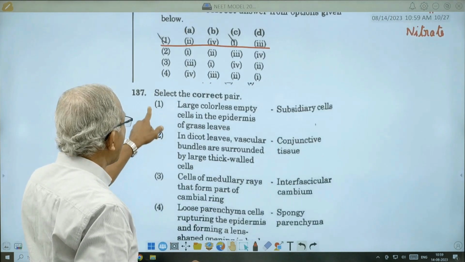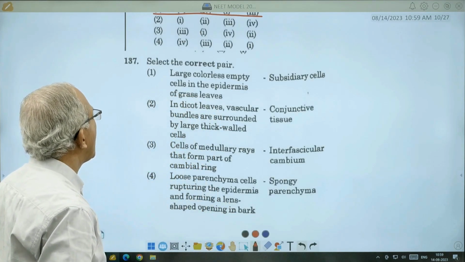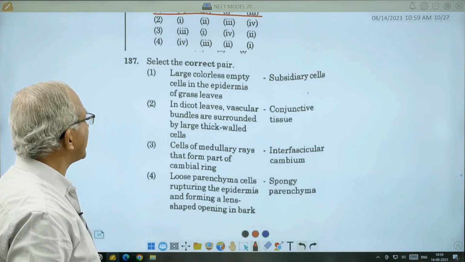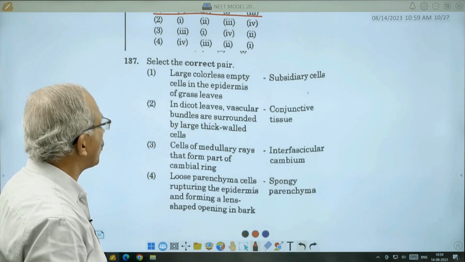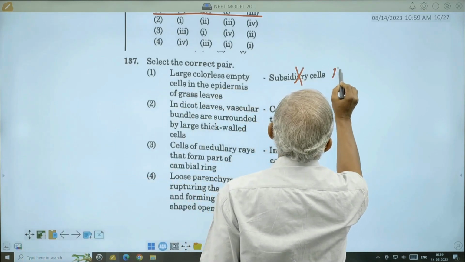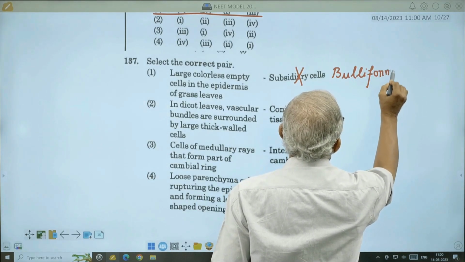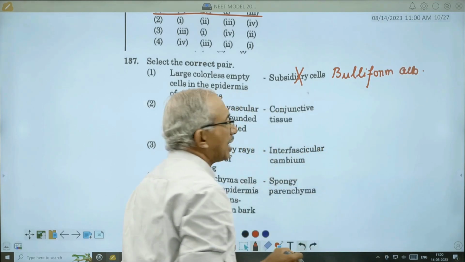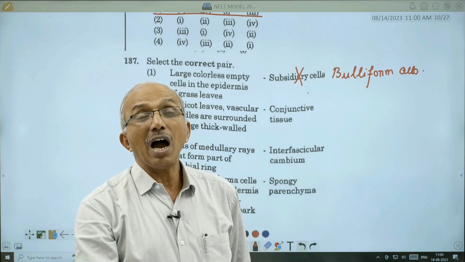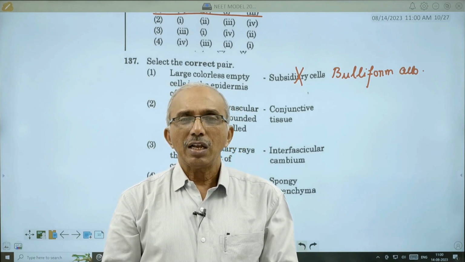Next, select the correct pair. First pair: large colorless empty cells in the epidermis of grass leaf. They are not subsidiary cells, they are bulliform cells. Subsidiary cells are cells surrounding the guard cells.